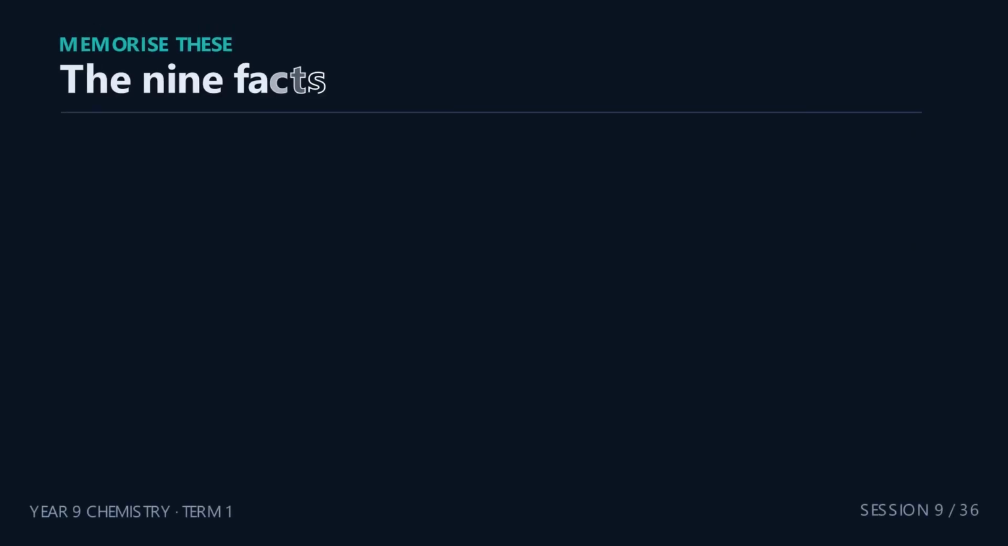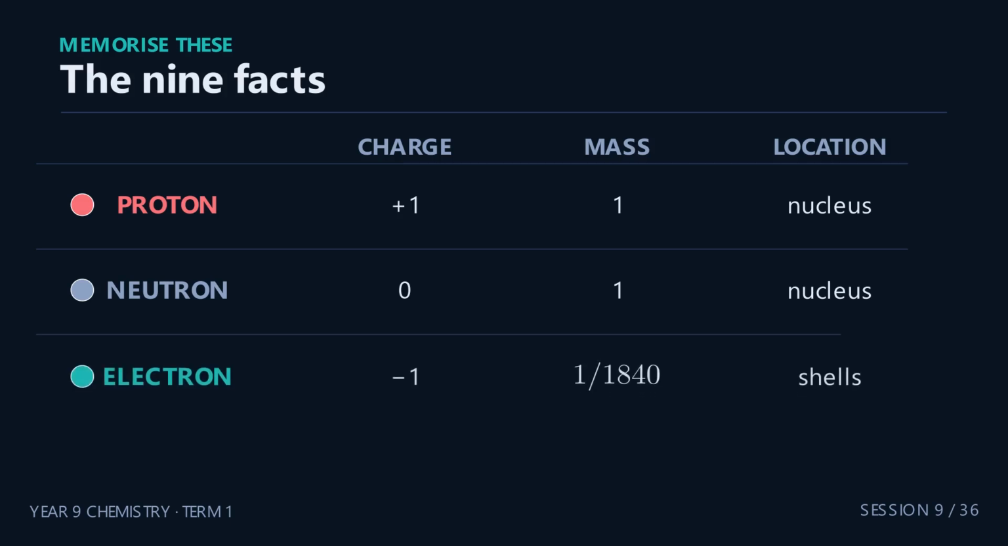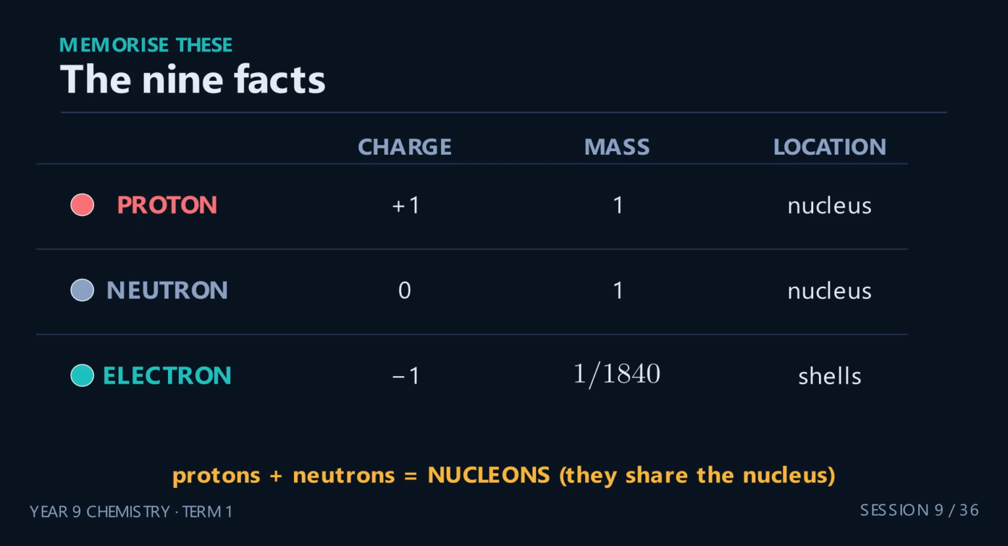Here is the table to memorize. The proton: relative charge +1, relative mass 1, located in the nucleus. The neutron: charge 0, mass 1, also in the nucleus. And the electron: charge -1, but a tiny relative mass, about 1 over 1,840, and it lives in the shells around the nucleus. 9 facts: 3 charges, 3 masses, 3 locations. Protons and neutrons together are called nucleons because they share the nucleus.